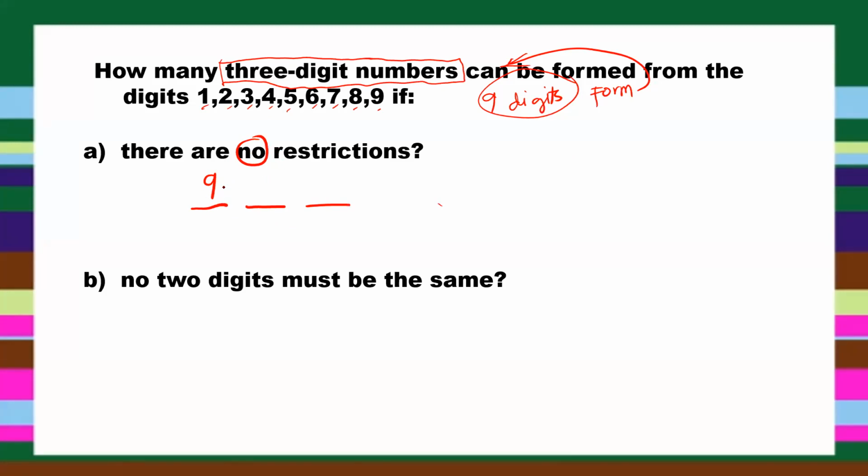So 9, ang choices natin dito din 9, dito din 9. Bakit 999? Kasi walang restriction. Pwedeng magkapare-pareho yung mga digits. At kung magkakapare-pareho sila, ibig sabihin lahat sila pwede mong gamitin in each position. So 9 times 9 times 9 is 729.